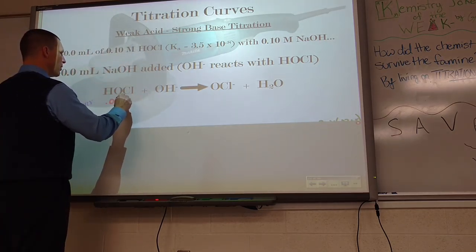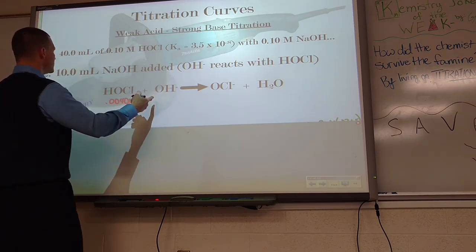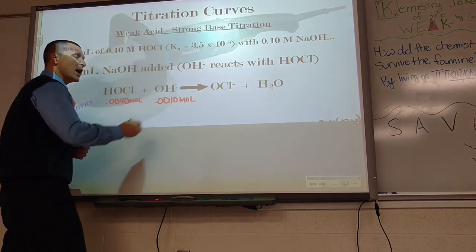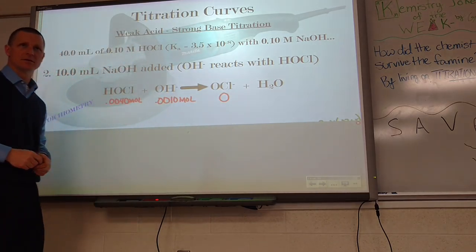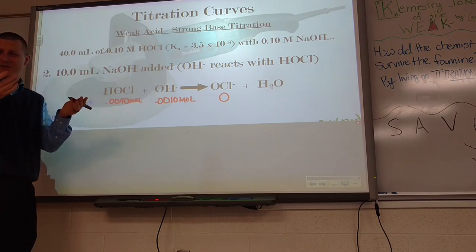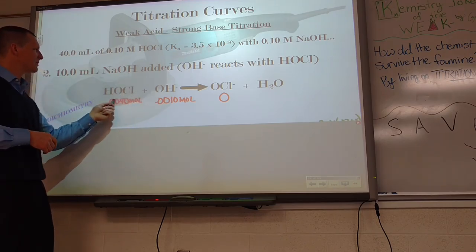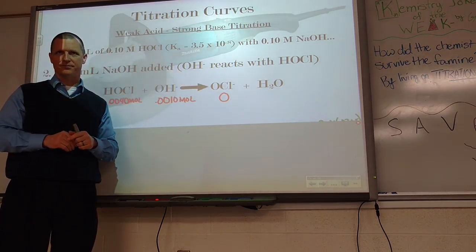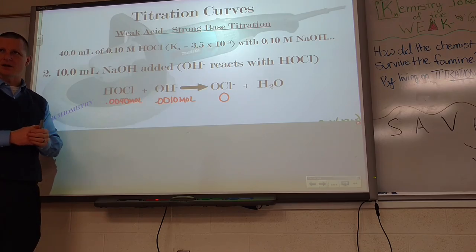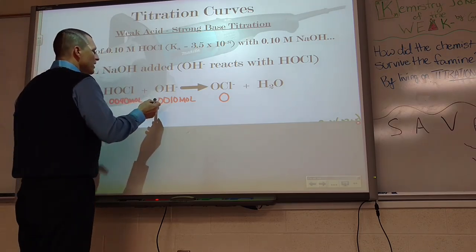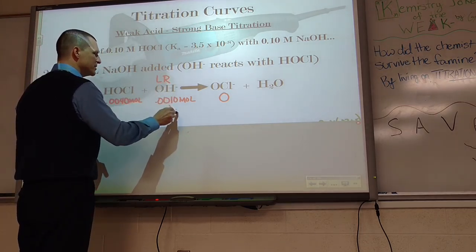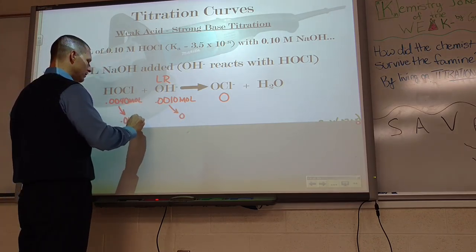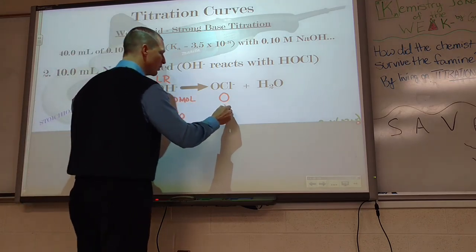0.004 moles of that. And then how much base has been added? 0.001. Now we had zero of this to start with. There actually was a little bit, but it's a negligible amount. Just the dissociation of HOCl produces some of that, but it's virtually zero compared to the amount that's about to be made. So these two react. This is our limiting reagent, so that goes to zero. This goes down by that amount. And this is going to go from zero up by that amount.